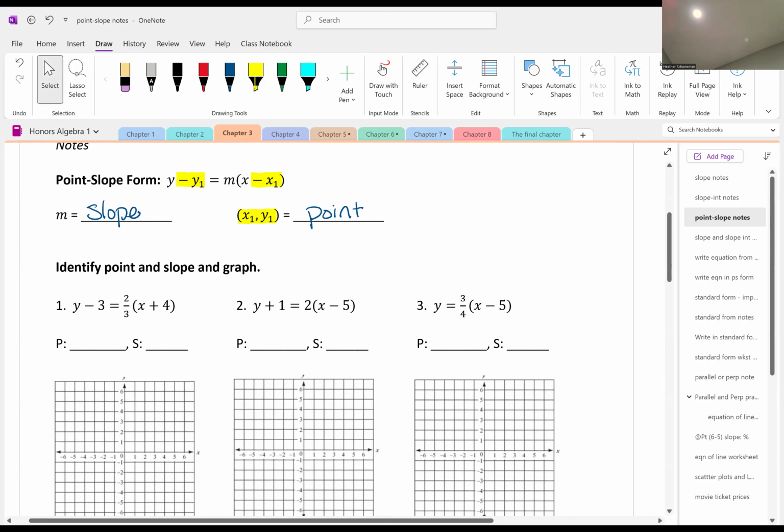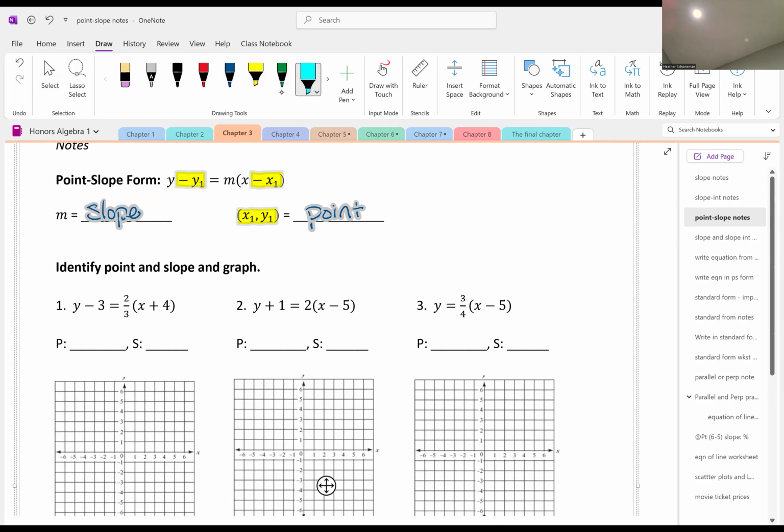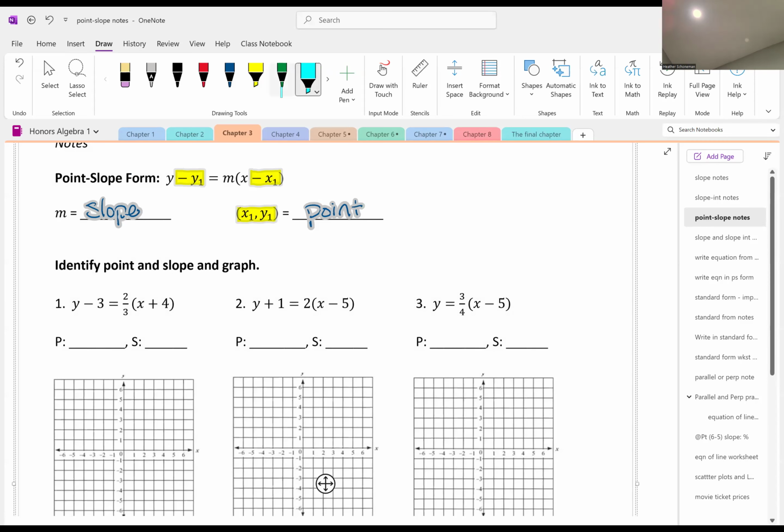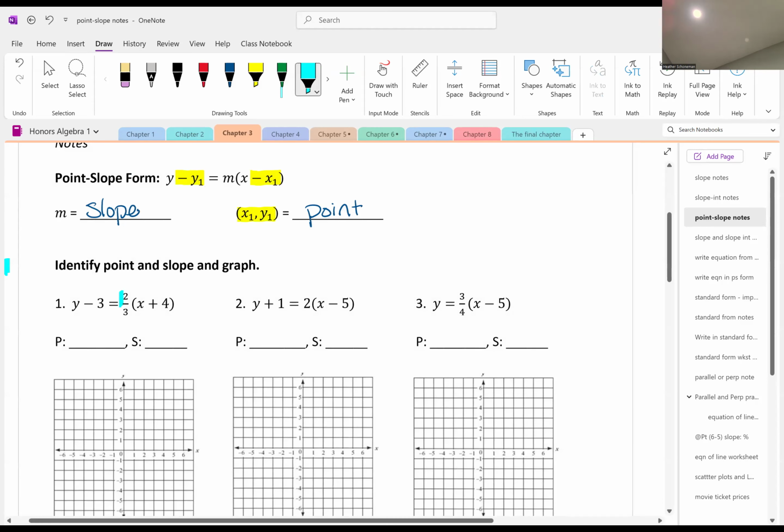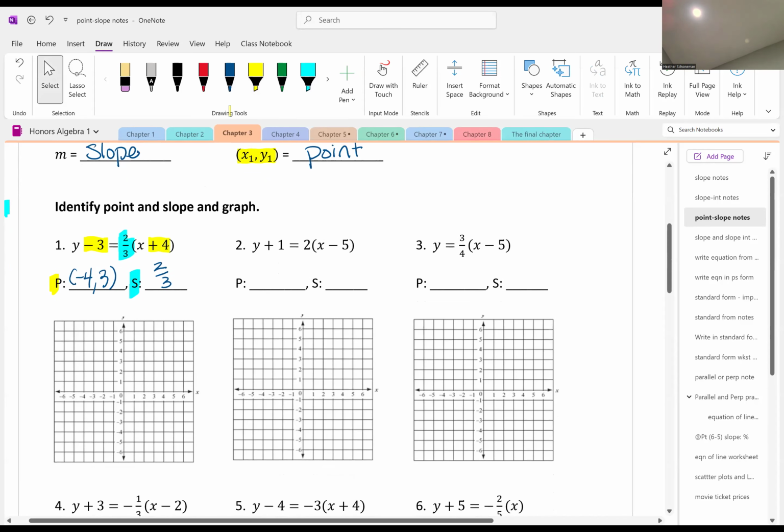So on number 1, the slope is the number that is in front of the x, which in this case is 2/3. Okay, that's pretty straightforward, but the point is the opposite of what's with the x and the y, so it's going to be (-4, 3).